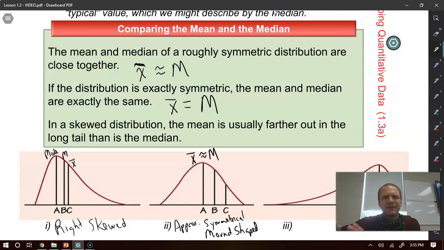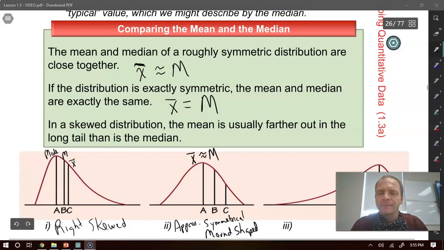We're going to get into that in more detail in chapter 2, but to help you realize why X bar is more in the tail, it's because you have some observations in that tail and it's going to pull the mean towards it. The median is more going to stay in the middle. It doesn't fall into that idea of being pulled into the tail. It's going to be more resistant than the mean is. And let me move my face out of the way here.